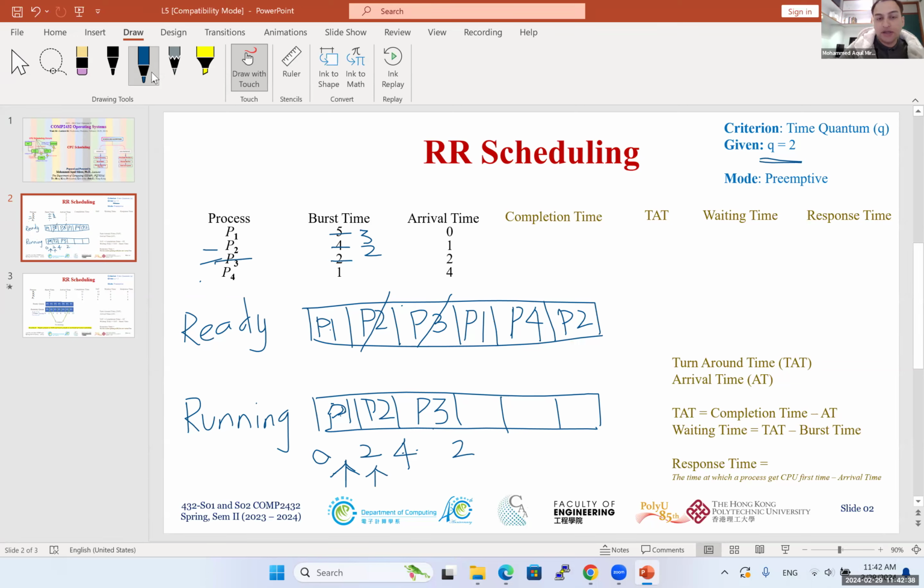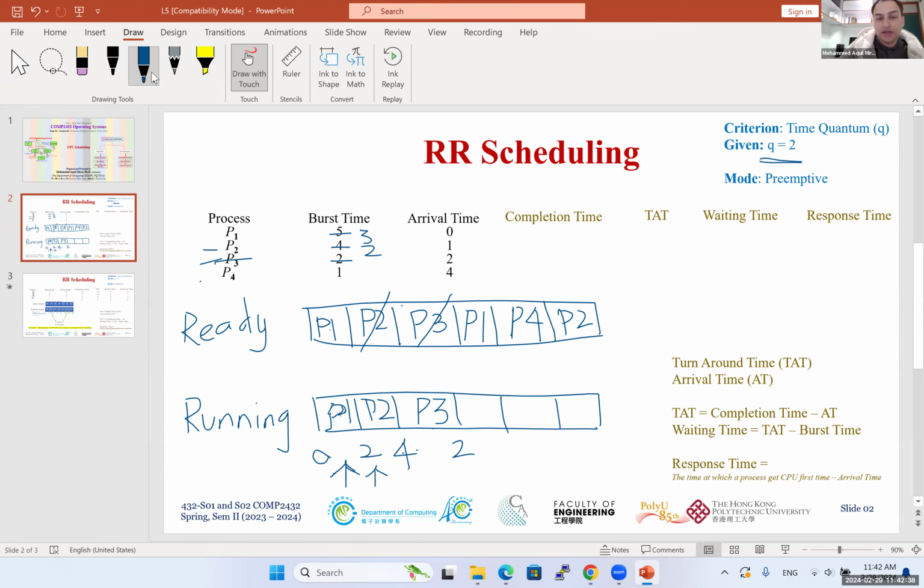Let me just erase it and write it for you. So this should be 6 and this should be 8. Now P4 will actually need the CPU only for one duration of time, whereas the quantum given is 2. So you don't have to run it for 2, because the process does not require 2 seconds. It only requires the CPU for 1 second. So you only run it for 1 second, and then once you run P4 for 1 second, it will terminate.